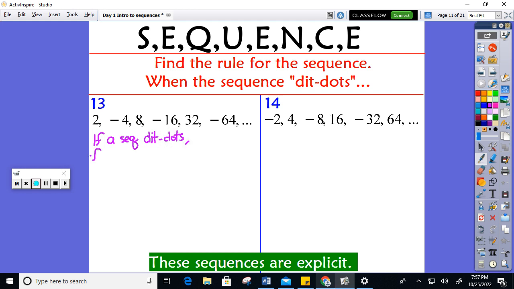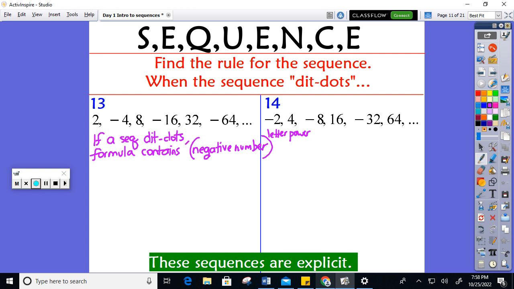the formula must contain a negative number raised to a letter power. All right, now we're going to refine this idea over the next few days. Right now I want to keep it relatively simple.